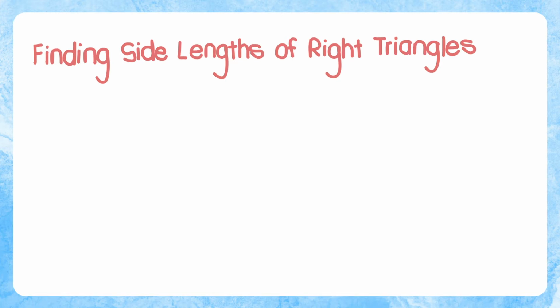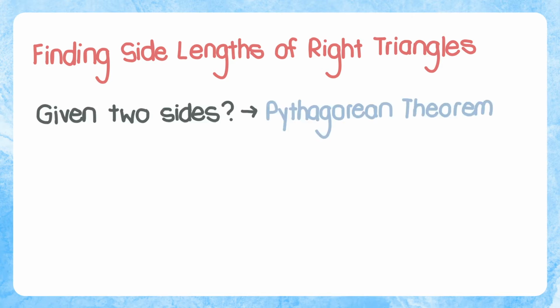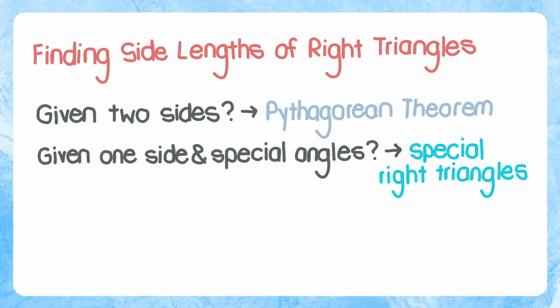Throughout the past few lessons, we've been looking at how to find side lengths of right triangles. When you're given two sides of a right triangle, you can use the Pythagorean theorem to find the third, and that involved the formula a squared plus b squared equals c squared. We also looked at special right triangles, specifically the 45-45-90 triangle and the 30-60-90 triangle, which helps us find missing side lengths when we're given one side and a special angle.